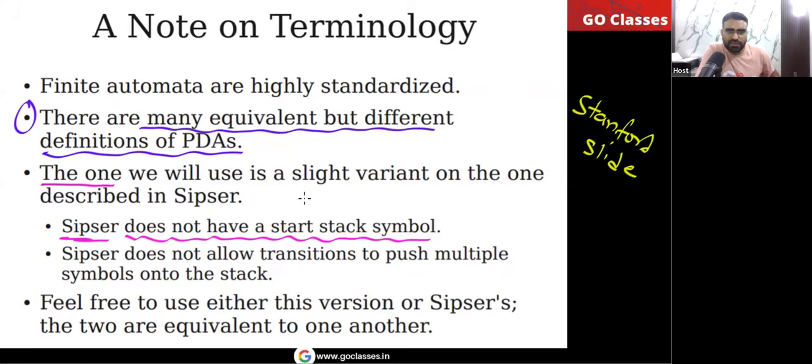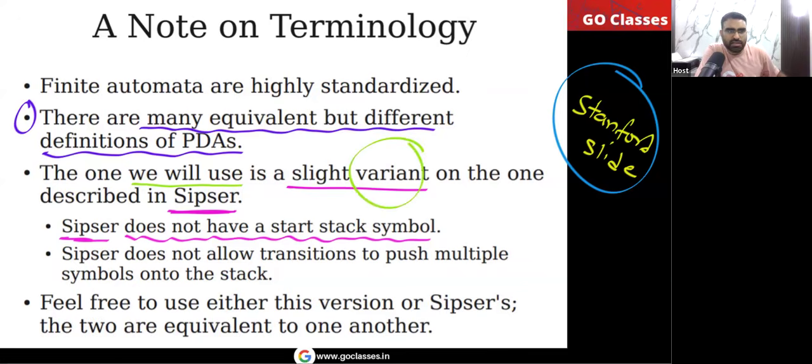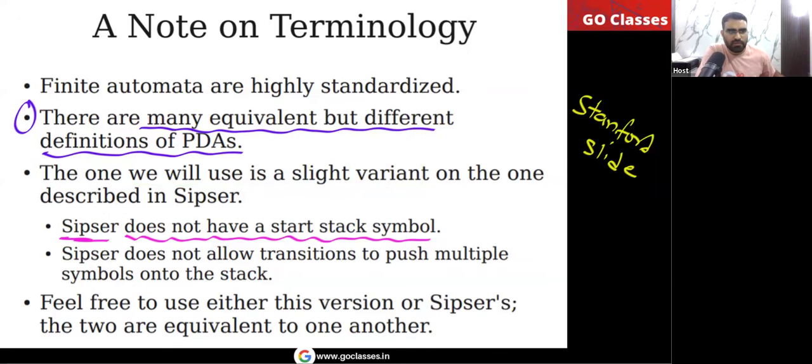The definition that we are using is a slight variant of the definition of the Sipser book. I told you that we are using the Stanford definition, and the Stanford slide says that the definition we will use is a slight variant of the definition given in the Sipser book. In the Sipser book, we do not have a start stack symbol. But remember, you can use our definition or the Sipser definition. Both are fine because both definitions are equivalent.